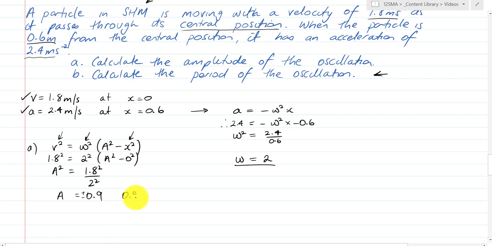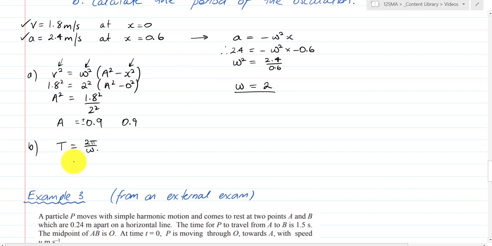So 0.9, and then part B asks us to find the period, and T is equal to 2π on ω, and that's 2π on 2, which is equal to π. And this is given to us in seconds, so π seconds is our period. And of course our amplitude is given to us in meters, so we can write down 0.9 meters.